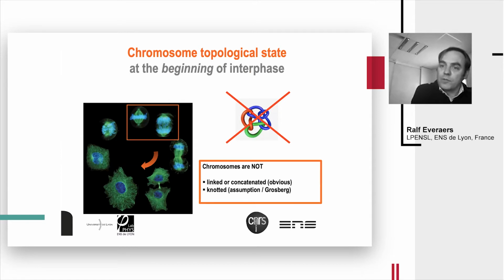What is the essential property of the starting state? Well, I would say chromosomes are not topologically linked or concatenated. Well, that's, I think, pretty obvious as a consequence of cell division. And you can make the assumption that they are not strongly internally knotted. And that defines the topological state at the beginning of interphase.